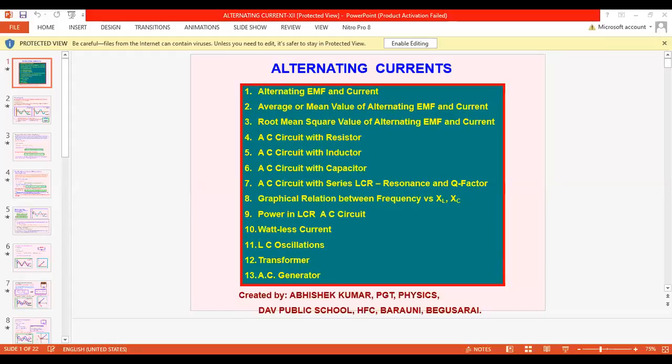So let us start. As all of us are already familiar with the alternating EMF, which is given as E equal to E naught sin omega t.